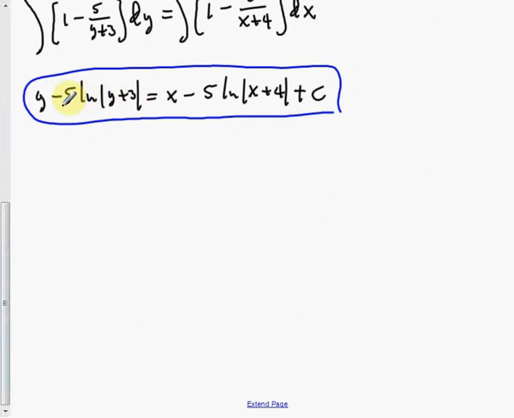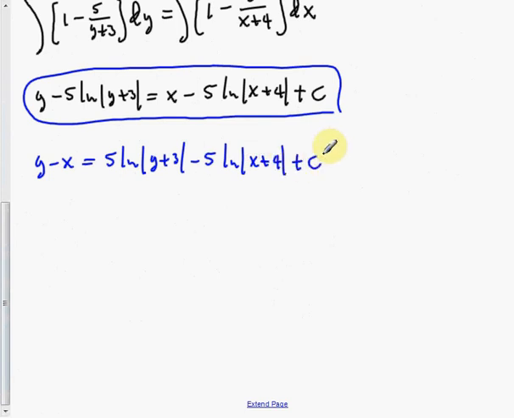That's okay. The answer in the back of the book may be different, so let's see if we can try to match up with what he has. Subtract the x on both sides, so you get y minus x. I'm going to add this 5 natural log of y plus 3 to both sides. So this is 5 natural log of y plus 3 minus 5 natural log of x plus 4 plus c.